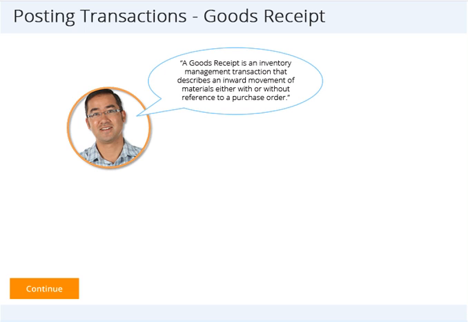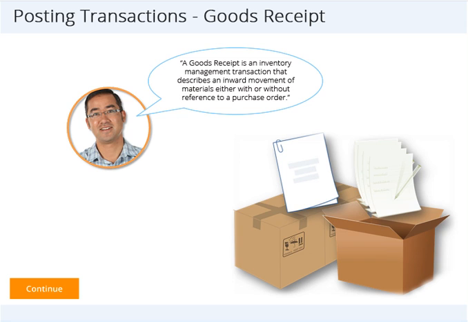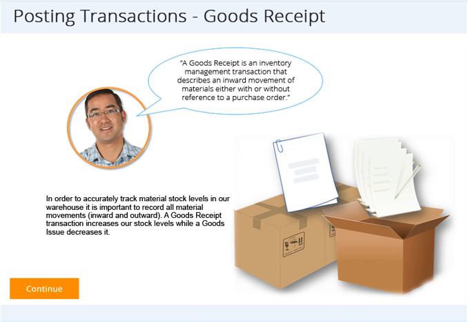A goods receipt is an inventory management transaction that describes an inward movement of materials, either with or without reference to a purchase order.